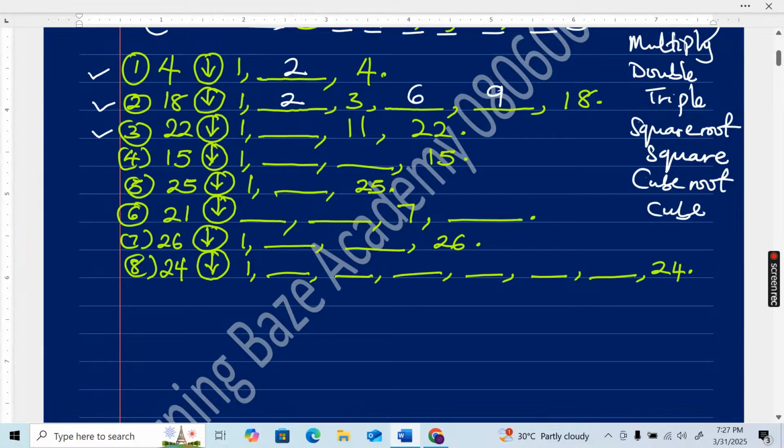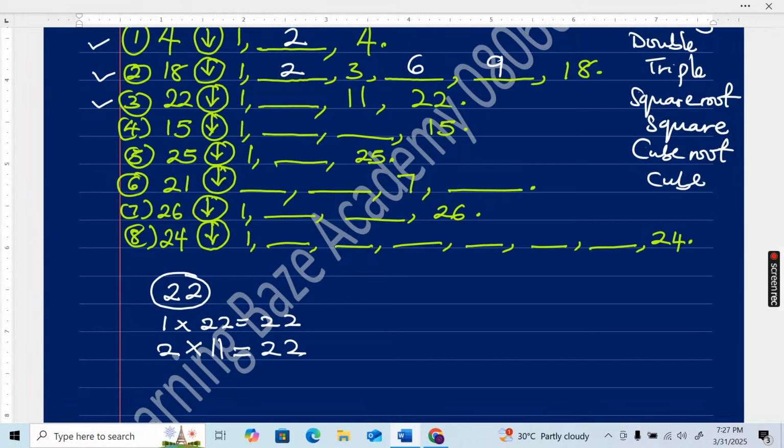Now we have 22 in number 3. What are the factors of 22? So I'm going to write 22 down here. What will I multiply by each other to get 22? The first one, 1 times 22 will give me 22. The second one, 2 times 11 will give me 22. Do I have any other number that can be multiplied to give me 22? No. So these are all the factors of 22.